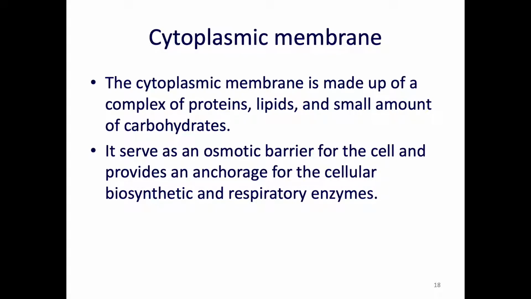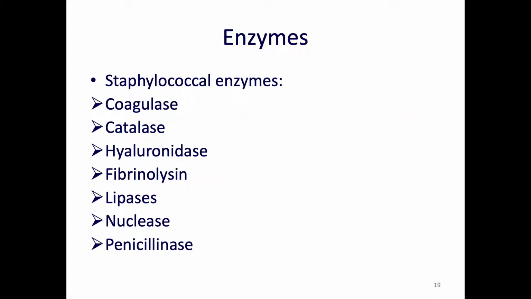Now about the cytoplasmic membrane. The cytoplasmic membrane is made up of a complex of proteins, lipids, and a small amount of carbohydrates. It serves as an osmotic barrier for the cell and provides an anchorage for the cellular, biosynthetic, and respiratory enzymes. And among the enzymes, we already know that there are coagulase, catalase, hyaluronidase, fibrinolysin, lipases, nucleases, penicillinases. Penicillinase is also known as lactamase. Last time we were talking about lactamases that are destroying antibiotics.